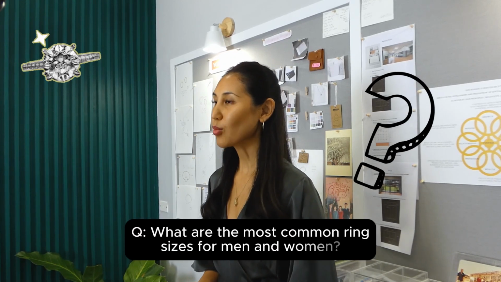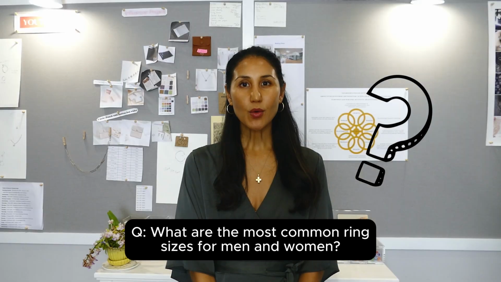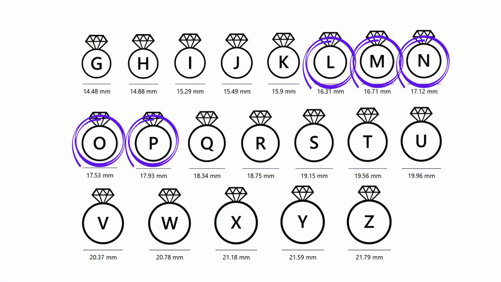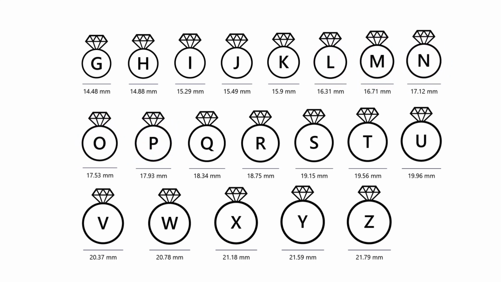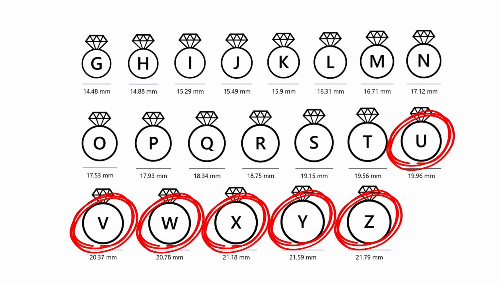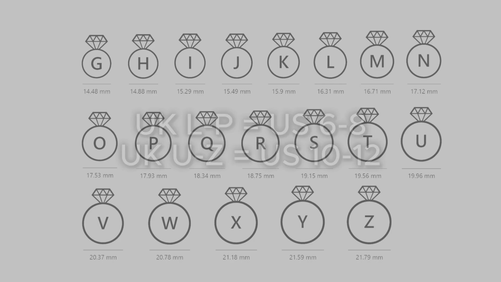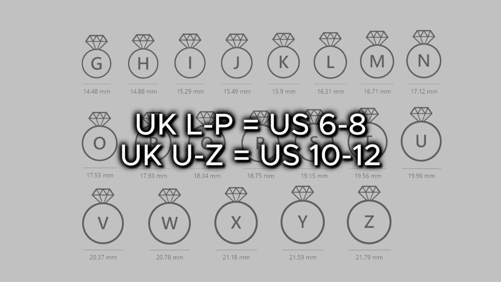Okay, a question on rings. I would like to add rings to my collection for both men and women. What are the most common ring sizes? So for women, the most common sizes in the UK would range anywhere from L to P, and for men, the most common typically range from U to Z. As a conversion to the US, that's 6 to 8 or 10 to 12.